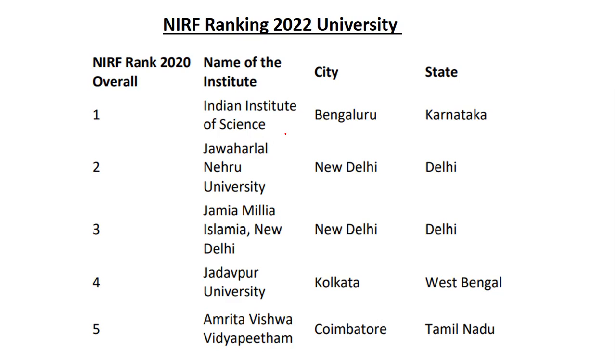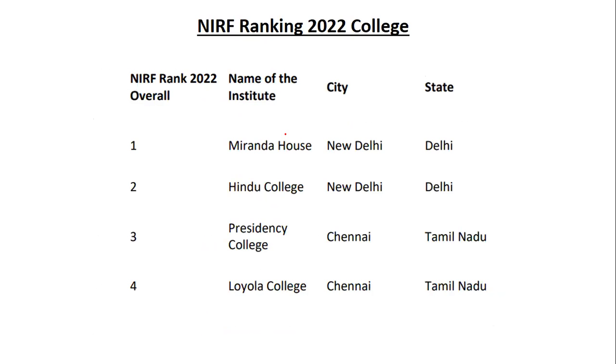So keep in mind that next is colleges. Then overall we did universities. Moving towards colleges, Miranda House, Delhi has topped the position, followed by Hindu College, New Delhi, and Presidency College, Chennai. So these are the top 3 colleges which have ranked the top positions in NIRF.